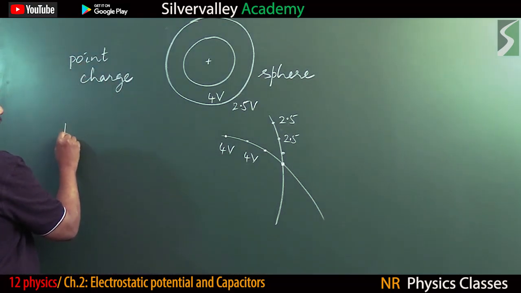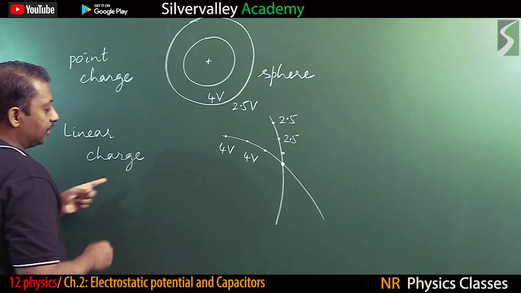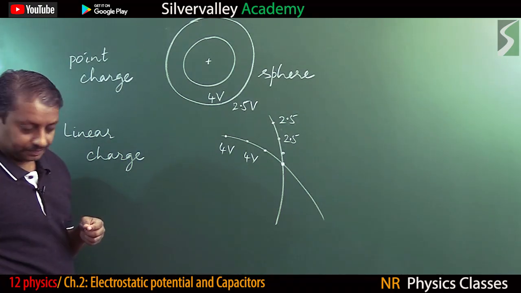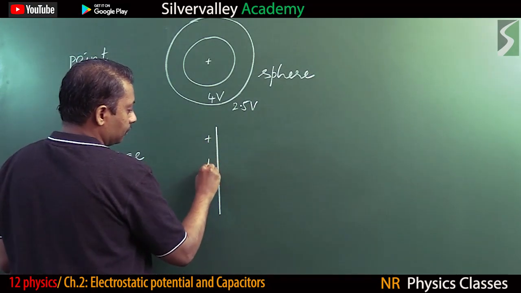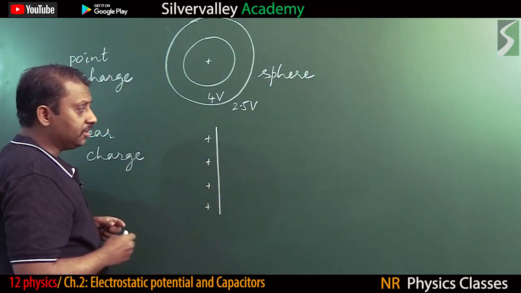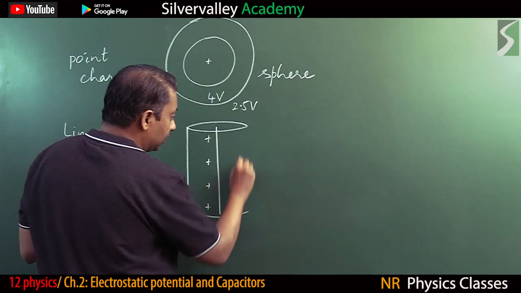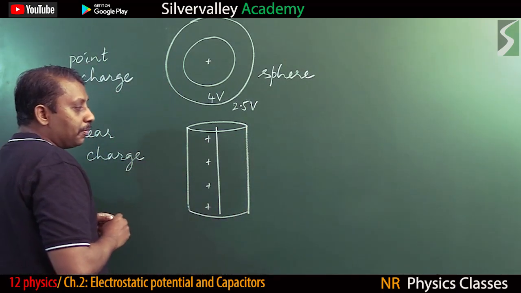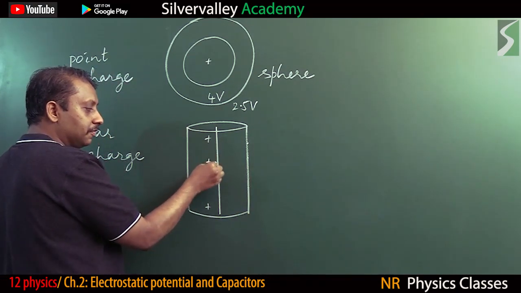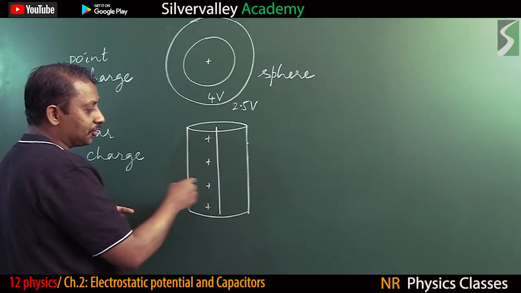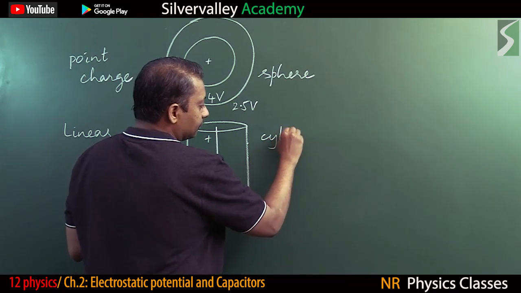Now, due to a linear charge. Linear charge means charges in a line. If this is a line of charge of infinite length, then this is an equipotential surface. A cylinder is an equipotential surface because each and every point on the cylinder is at equal distance from the line of charge. So that is why this cylinder is an equipotential surface.